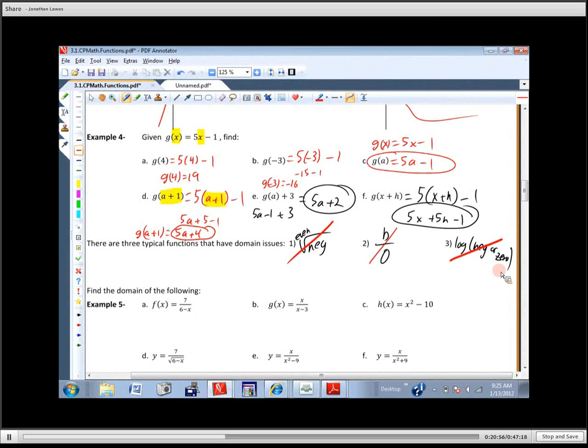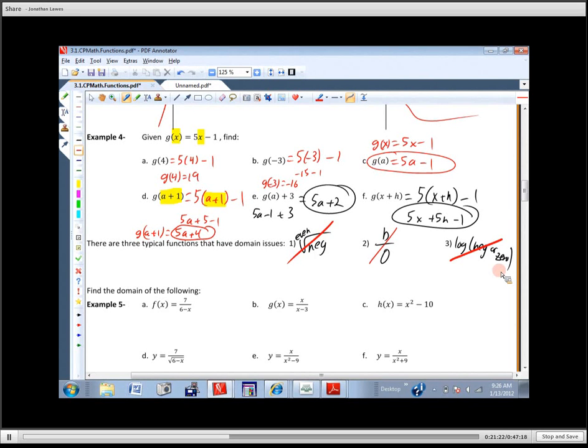So if you ever have an even root, you've got to be careful. If you ever have division, you've got to be careful. And if you ever have a logarithm, you've got to be careful. You can't divide by 0. You can't take an even root of a negative. Okay, so we've eliminated 0 and we've eliminated the negatives on some problems. And on logarithms, it's both. You can't do a negative or a 0. Okay? So let's take a look at these problems right here.